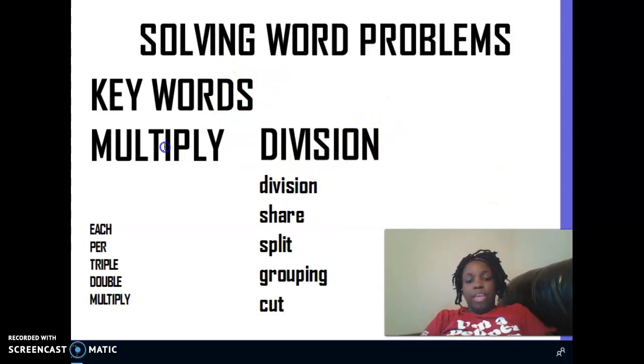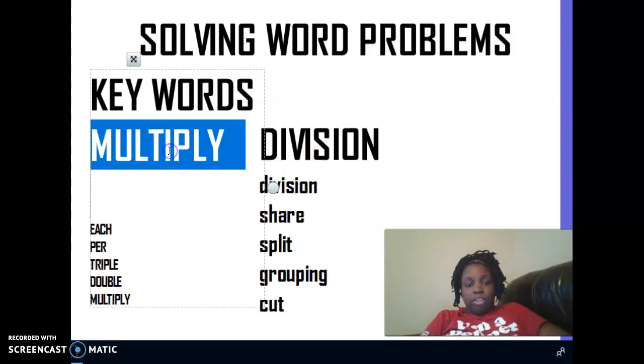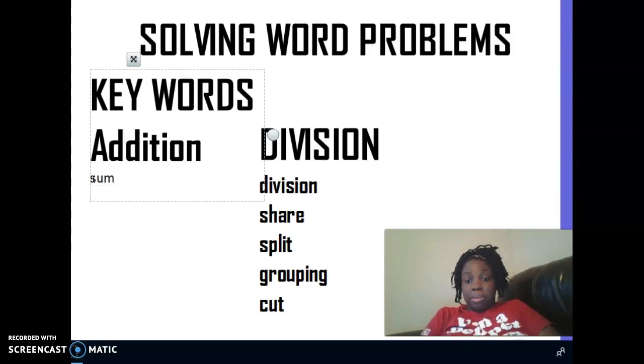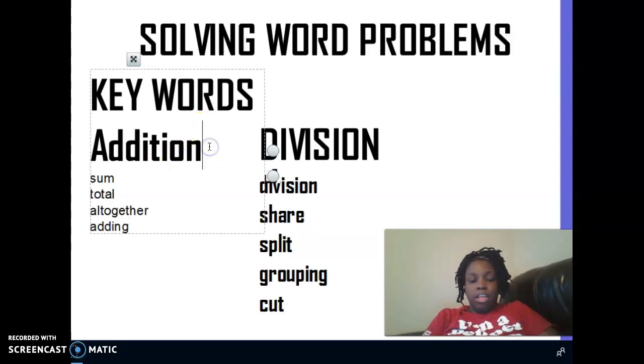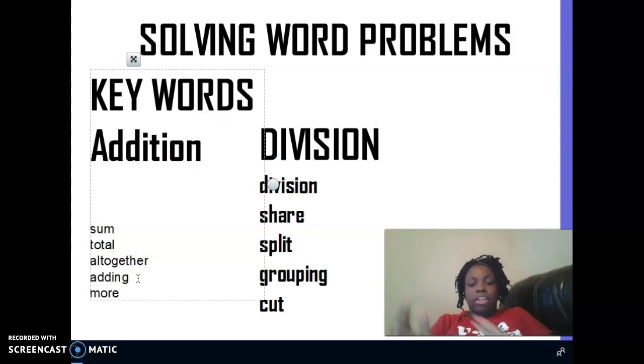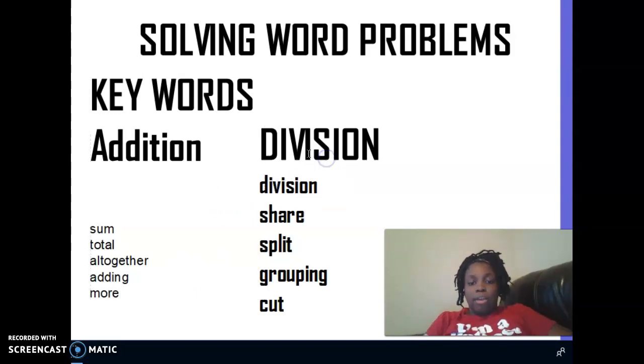Now, then we have addition and subtraction, right? So I'm just going to take this off and put addition. So what are some words for addition? Sum, total, altogether, adding. So these are things that if they're asking more, any of these words, I know that I need to make sure that I'm adding in my problem.